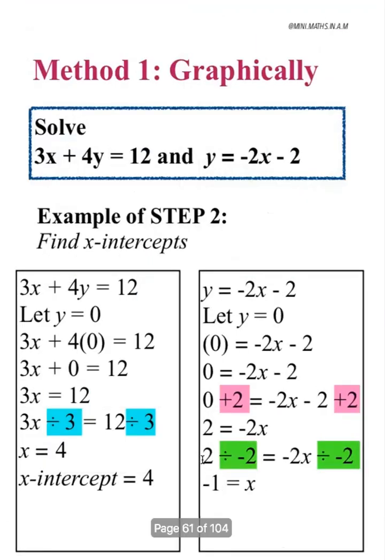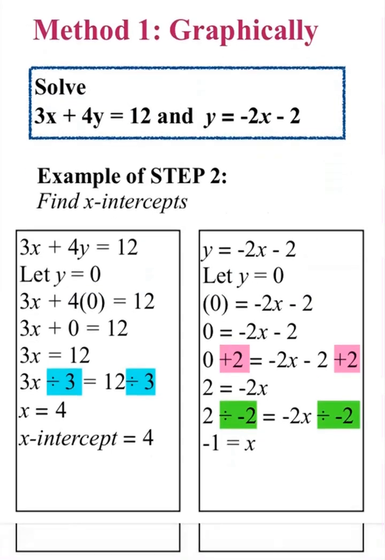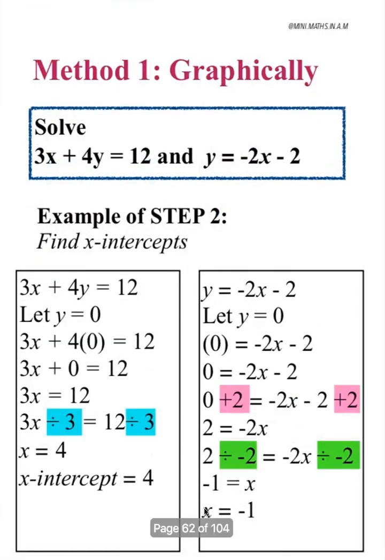And then we just go to here. So we have 2 divided by negative 2 is negative 1. And over here, the negative 2's cancel out, so just left with x. And then I just like to write this with the letter on the left-hand side, just because I like the look of it. So x equals negative 1. So our x-intercept is negative 1.